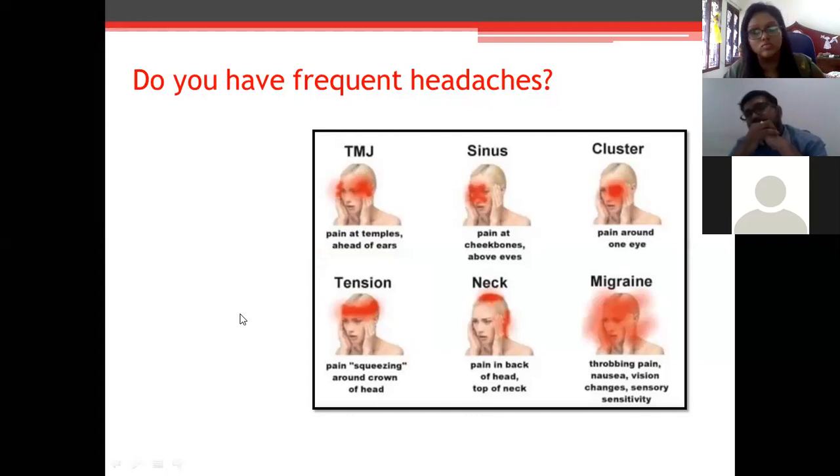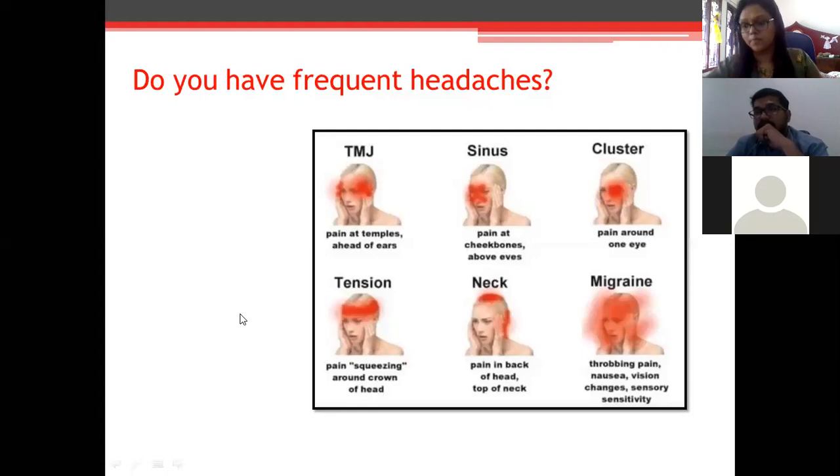Another important thing is cluster headache. Cluster headache is very common in young adults. It's also known as alarm clock pain. The characteristics of cluster headache are that it is a short duration, severe pain. The patient will complain of pain around a single eye, maybe the right side or left side, and it's unilateral.